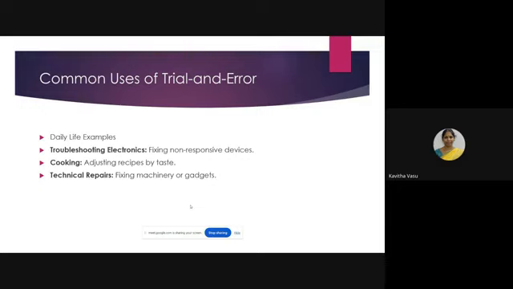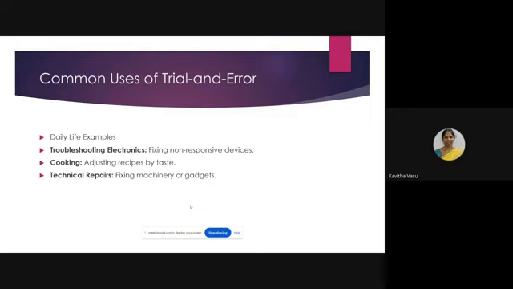means, for example, fixing non-responsive devices by checking different connections or restarting the device until it works. It is called troubleshooting electronics. Cooking is adjusting recipes by taste, for instance, adding more salt or spice to suit individual preferences.